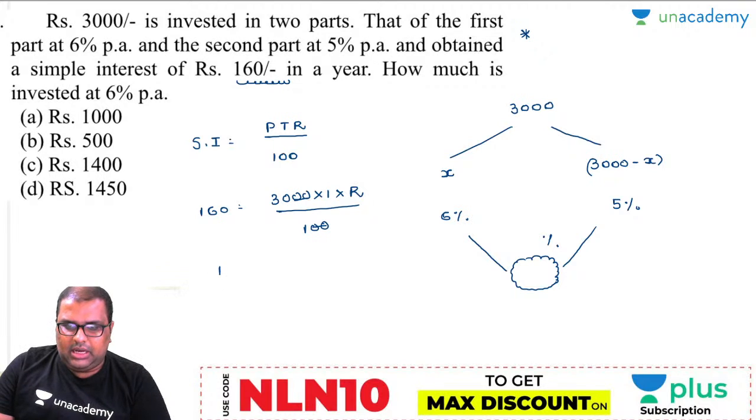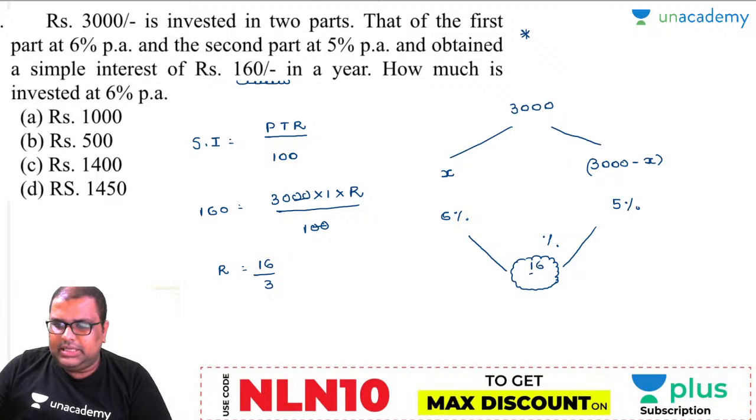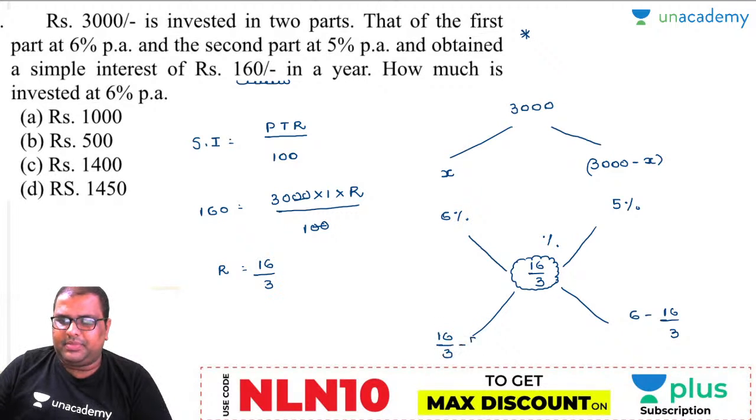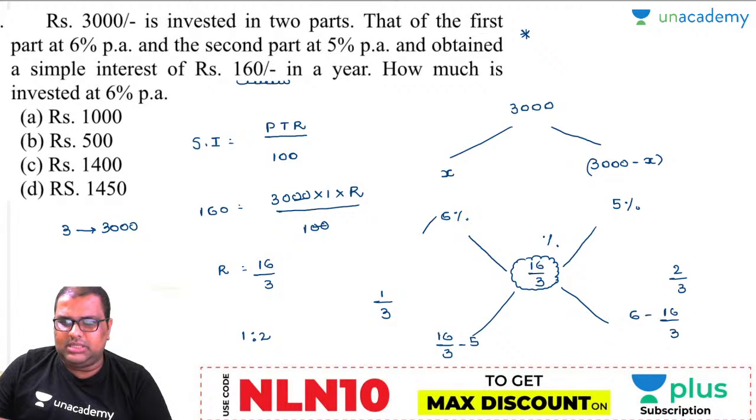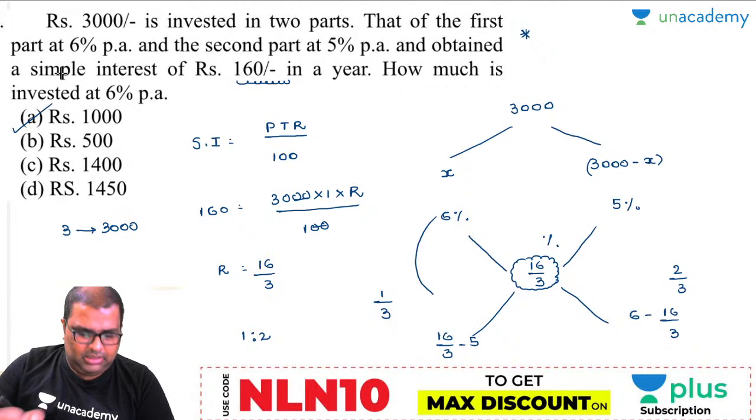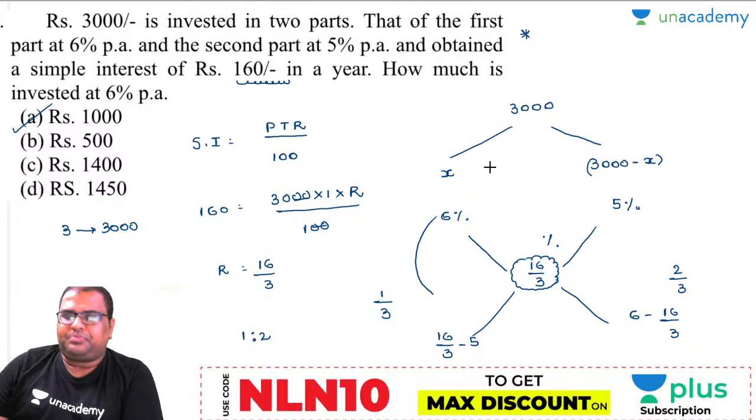So at last finally R is equal to 16 by 3, the same pattern of question here. So this value is 16 by 3. 16 by 3 is nothing but 5.5. So 6 minus 16 by 3 will be this here. 16 by 3 minus 5 will be here. So this will be how much? 3 5s are 15. 1 by 3 will be left over. Here 2 by 3 will be left over. And the ratio is 1 is to 2. So automatically 1 plus 2, 3 parts value is 3000, and you are asked to find out 6 percentage value, which is nothing but one part. One part value will be 1000. Yes, Suraj, very good. That's an easy one.